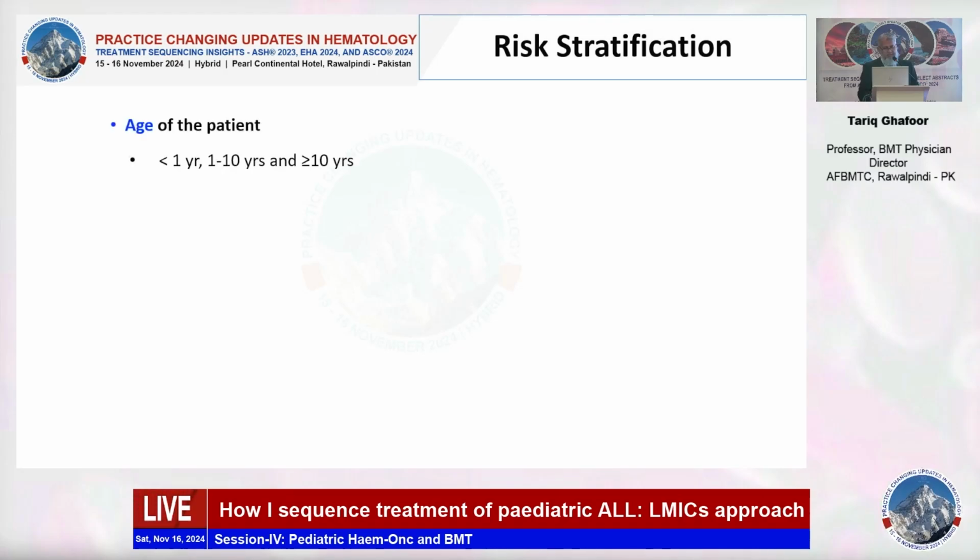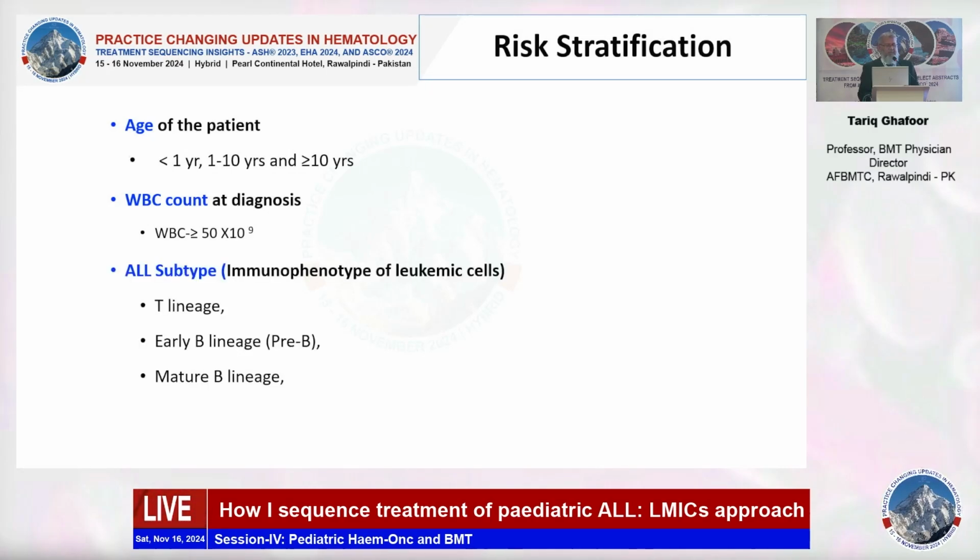These patients are risk stratified according to their age. If the age is less than 1 year, they are treated as infants on the infant protocol; if the age is between 1 and 10 years, this is standard risk; and more than 10 years is high risk. WBC count at the time of diagnosis of more than 50 is a high risk factor, and then ALL subtypes depending upon the immunophenotype. T-ALL is high risk, then B lineage or mature B lineage are treated on the lymphoma protocol, which is used for Burkitt lymphoma.